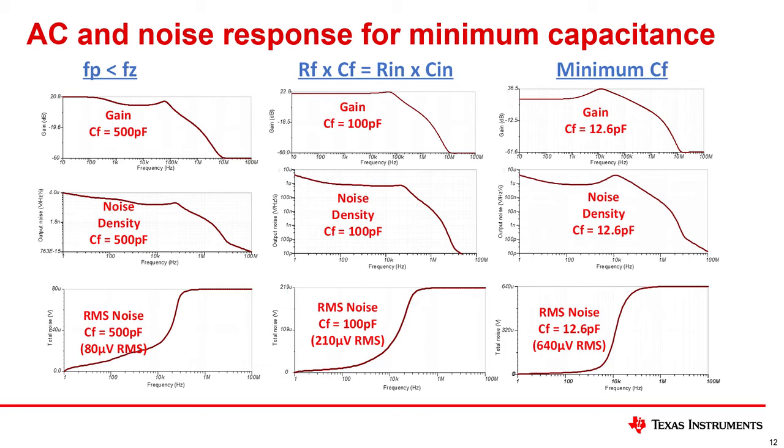This slide illustrates the closed-loop gain, noise density, and integrated RMS noise for the three different feedback cases we considered. Note that the minimum capacitance introduces noise gain peaking, which produces the highest overall noise. Setting Rf times Cf equal to Rin times Cin provides a relatively flat gain response and less noise than the minimal Cf case. Finally, choosing the pole frequency lower than the zero will cause the gain to roll off at the pole frequency and flatten when the zero occurs.